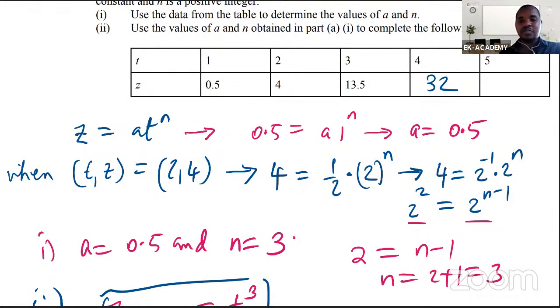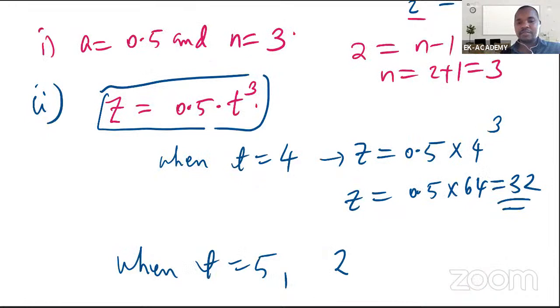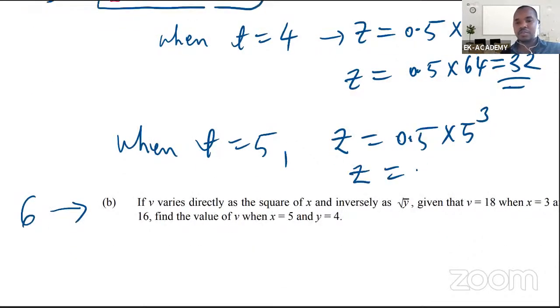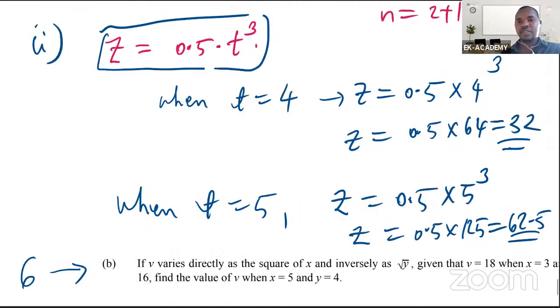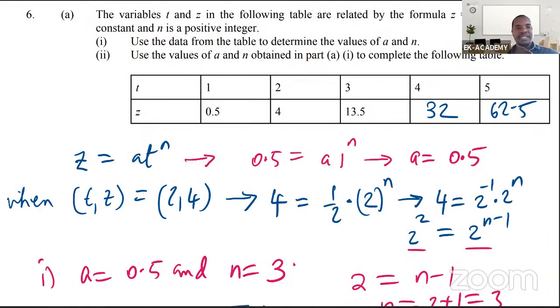And when T equals 5, Z will be 0.5 times 5 power 3. So you have Z equals 0.5 times 125. You get 62.5, dear friends. So the value here is going to be 62.5. So that is how we completed the table.